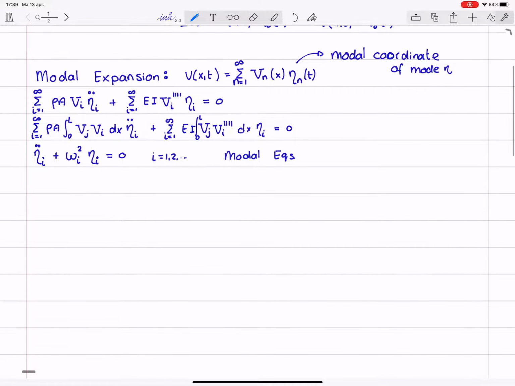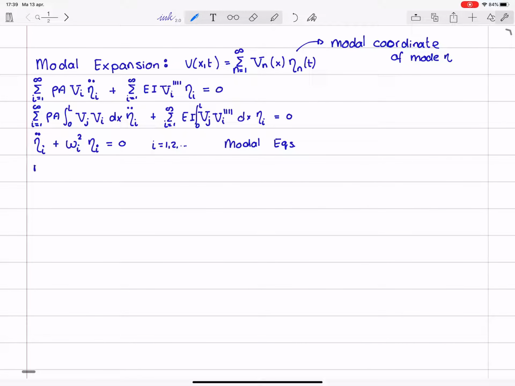They are of this simple form of an ordinary differential equation, so we can immediately write down the solution that eta i as a function of time is eta i at 0 times the cosine of omega i t plus eta i dot at 0 divided by omega i times the sine of omega i t. If you don't remember this solution by heart, just back substitute it into the differential equation and see that it works. So what are eta i at 0 and eta i dot at 0?